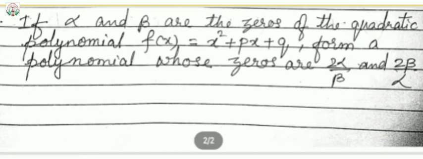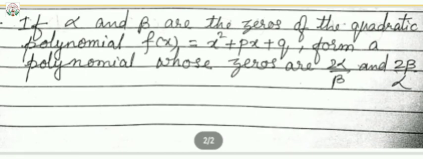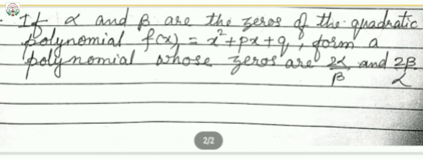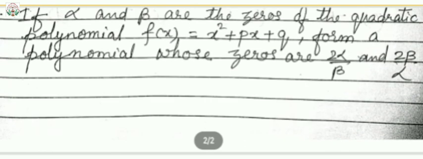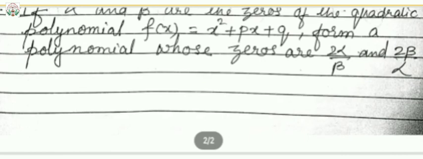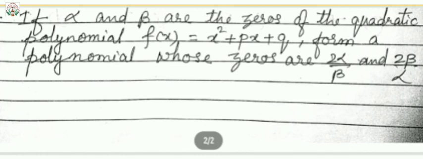So in the numerator you can see 2 into alpha square plus beta square. For alpha square plus beta square, what you will put is the formula alpha plus beta whole square minus 2 into alpha into beta. Now alpha plus beta value we know, so put it there and square it, minus 2 into alpha into beta, that is q, upon the denominator which is also alpha into beta, so that will be q again. Now on simplification, check what you are getting.